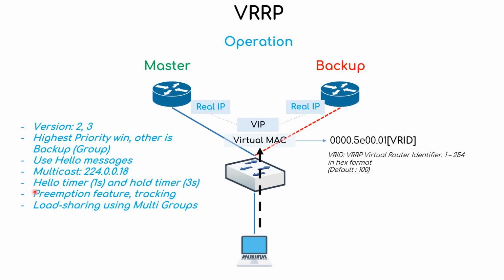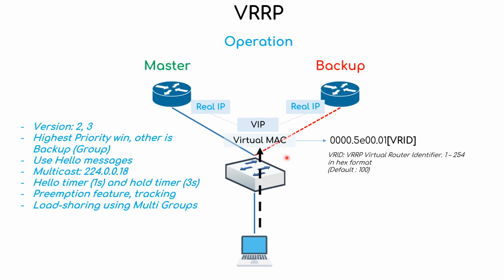VRRP preemption is enabled by default in a Cisco router or Cisco switch, and we can achieve load sharing by using multiple VRRP groups on the router or switch. The main difference between VRRP and HSRP is the virtual IP address in VRRP. We can use the virtual IP address the same as the IP address on the router interface, or we can define another IP address, same as in HSRP.